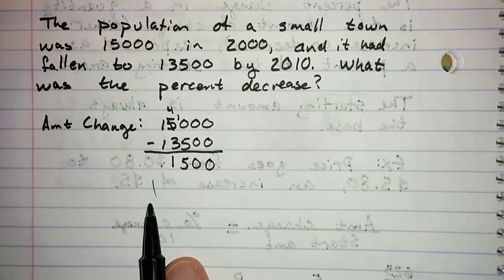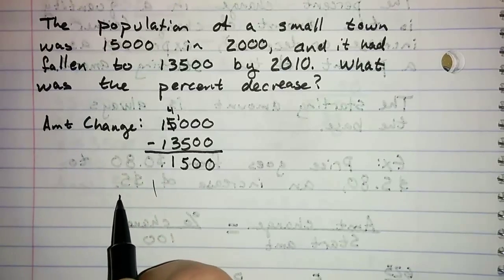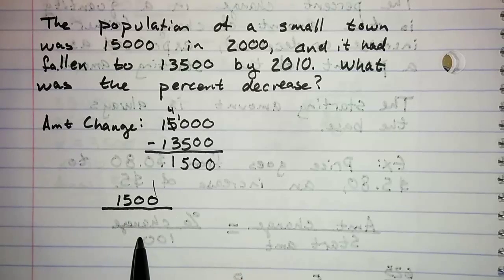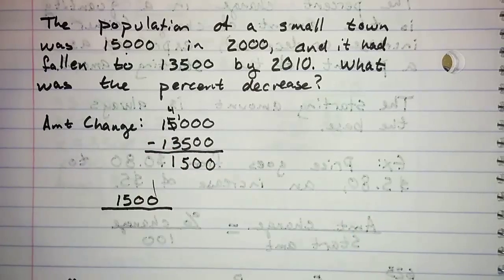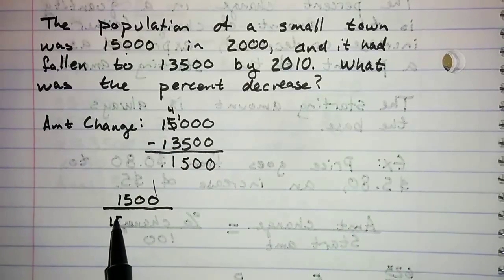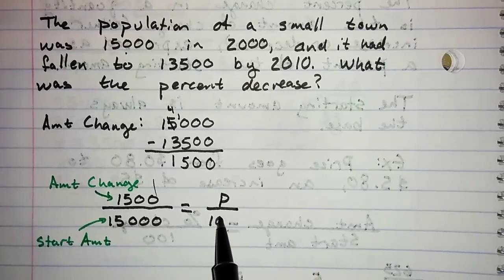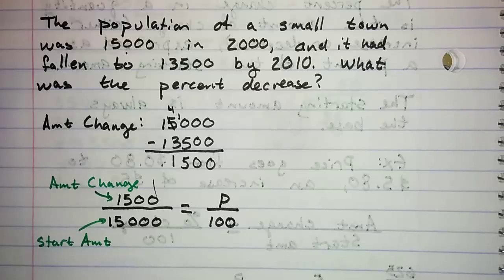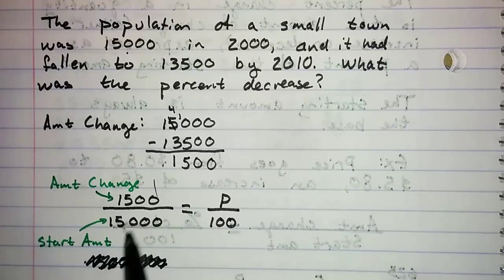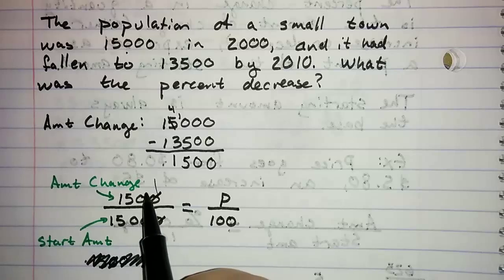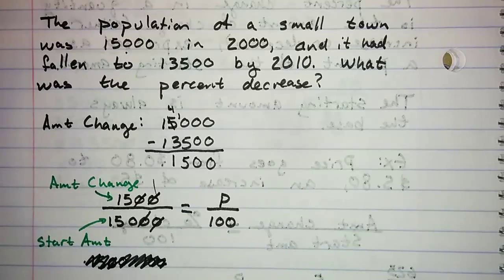We can then find the percent change, the amount change over the starting amount. What was the starting population? 15,000. And that should be the unknown percent change over 100. What do we do now? Well, I see some super duper low-hanging fruit to simplify this fraction. I'm going to cancel some zeros before I start, just to make my problem easier.